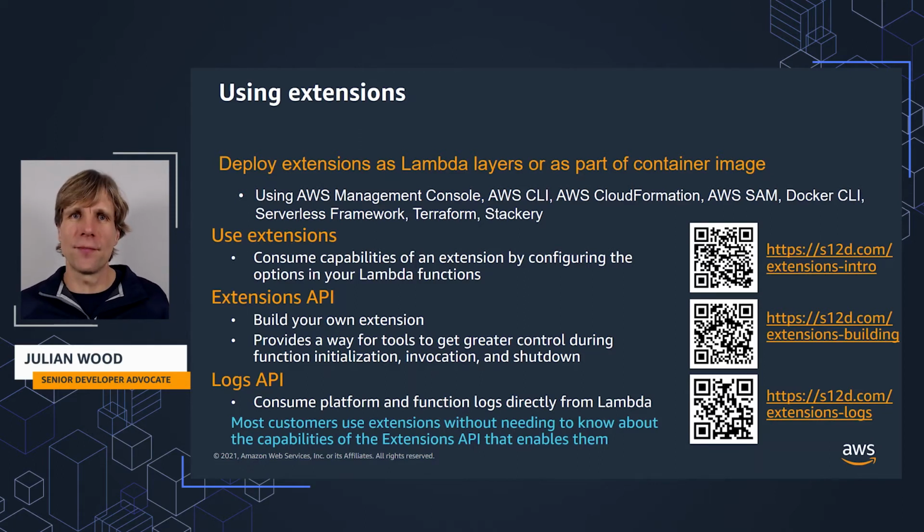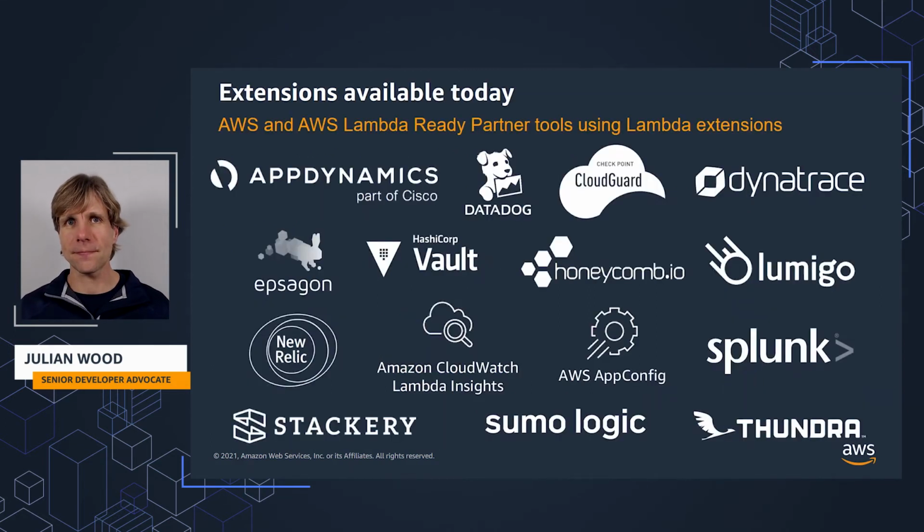There's a lot more information about extensions available, so use the links with the QR codes to read all about it, and there are plenty of demos and code samples so you can get going yourself. There are a number of extensions and integrations already available from AWS and AWS Lambda Ready partners, and there are more to come. Extensions really makes it easy to use your favorite tools with Lambda, and for observability particularly, it can make your life much easier.